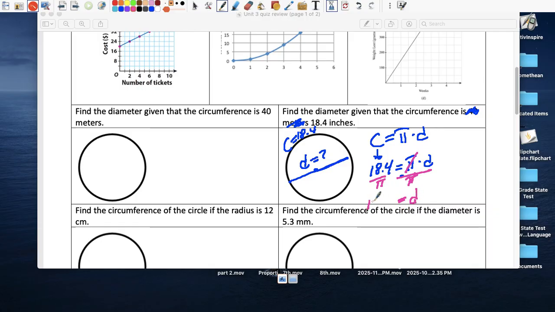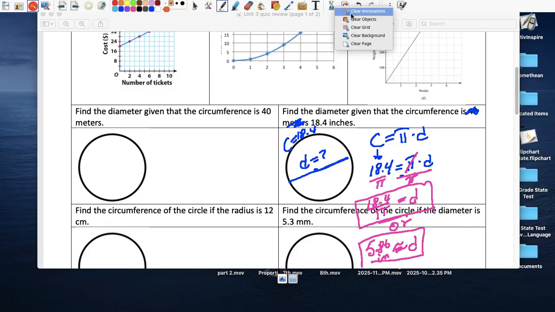And you can leave your answer like this. So the answer is 18.4 over pi, the lazy way. Or 18.4 divided by pi, and we're going to approximate, right, because we're rounding, 5.86 whatever inches. Okay, so you got two answers. Please be aware that you have two possible answers. One is with pi, and the other one you actually divide by pi.